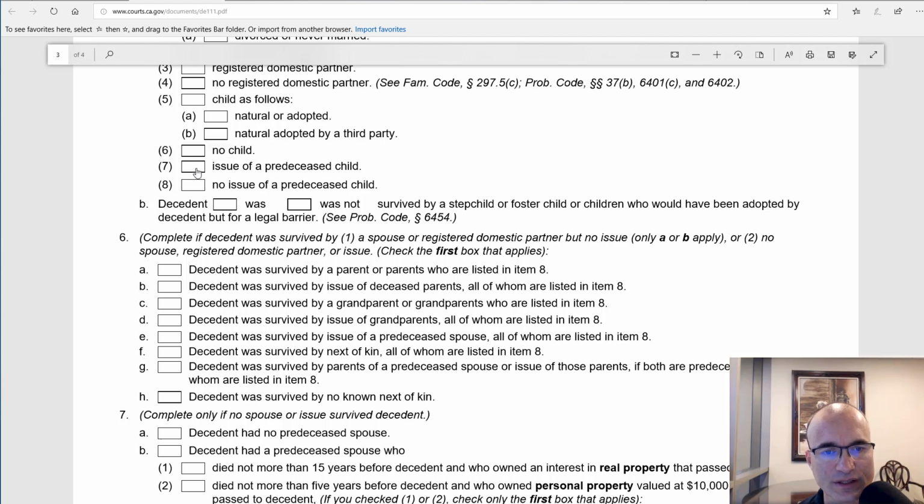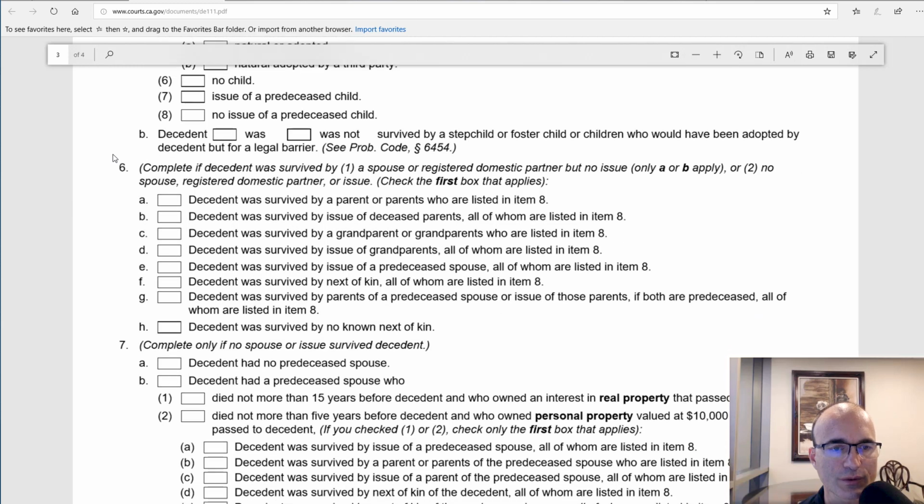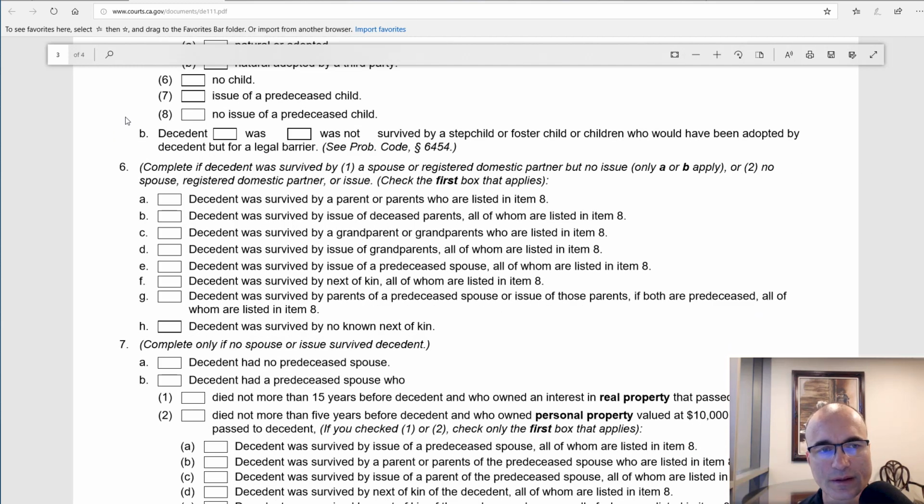So you really have to go through each of these and think about which one applies. And then B talks about whether or not the decedent was survived by a stepchild or foster child, because there are times when those people who are stepchildren or foster children might be able to receive a portion of the estate, especially an intestate estate, depending on the circumstances. So the court wants to know that.